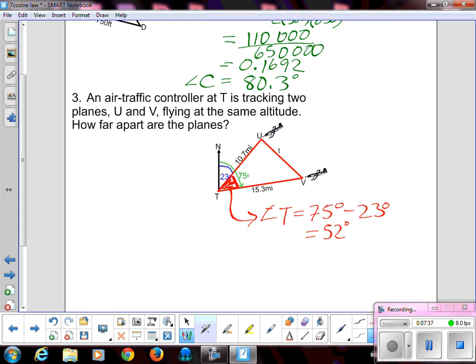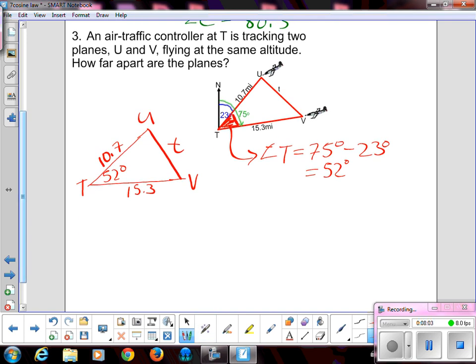Okay, so sometimes it's useful then just to take all that information that's there out of the situation, and it's easier to see what's going on. So I know now that this is 52 degrees, this is 15.3, this was 10.7, and I'm interested in T. Notice it looks very different without planes in it and without a lot of extra information. So I can see it's the Pac-Man situation, so I'm going to write down my formula. T squared equals u squared plus v squared minus 2uv cos of, remember, angle T. Again, substituting our information in.